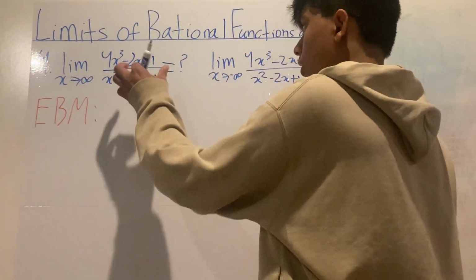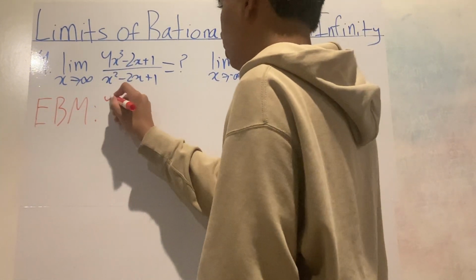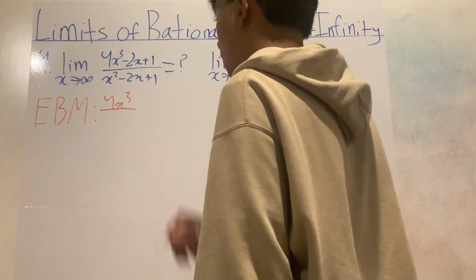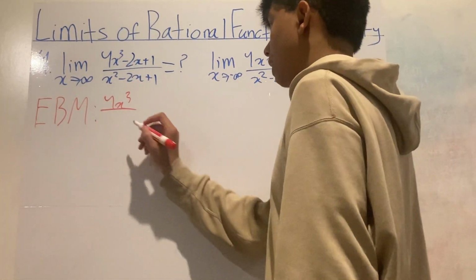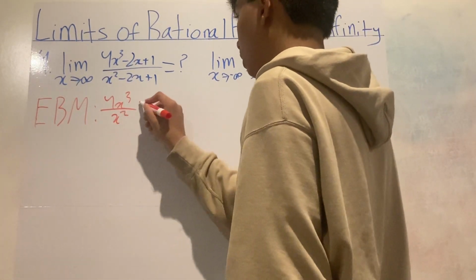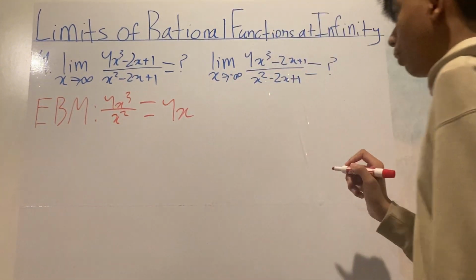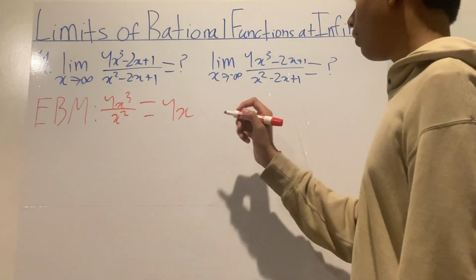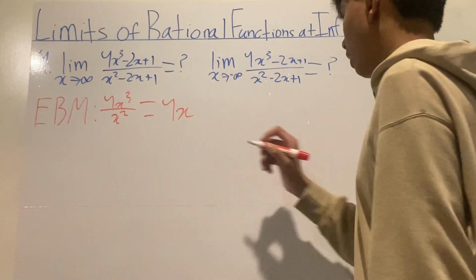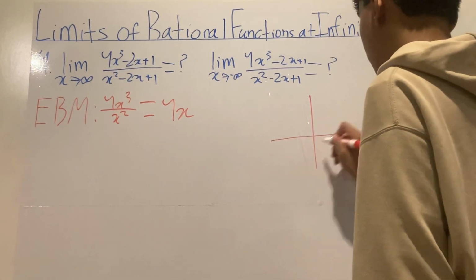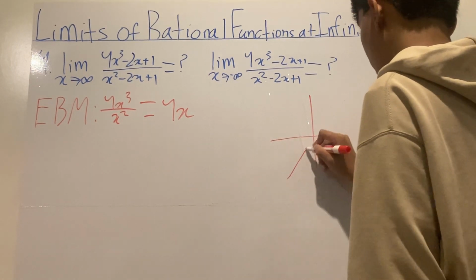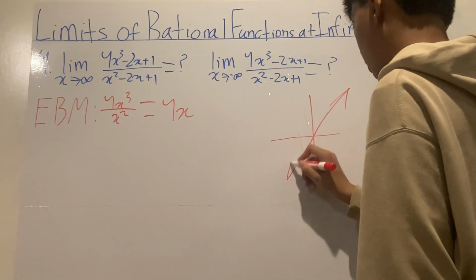So the highest degree term of the numerator is 4x cubed, and the highest degree of the denominator is x squared. So when you simplify this, you'll just get 4x. And now we just have to find the limits at infinity and negative infinity of 4x. And 4x looks something like this, just a linear line, linear equation.